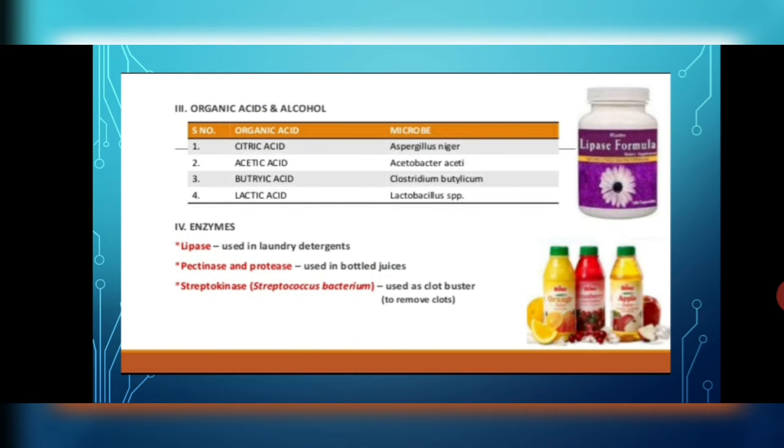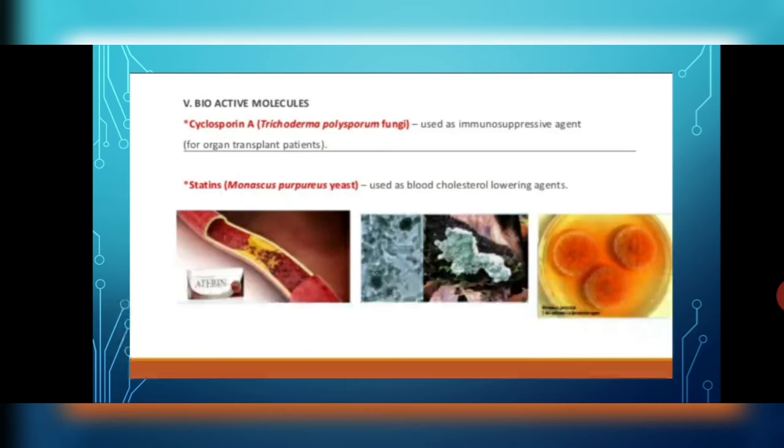The third one here is very important. Streptokinase is produced by Streptococcus bacterium and it is used as a clot buster to remove clots, especially during a myocardial infarction, that is a heart attack scenario. Various bioactive molecules are also produced using microbes.